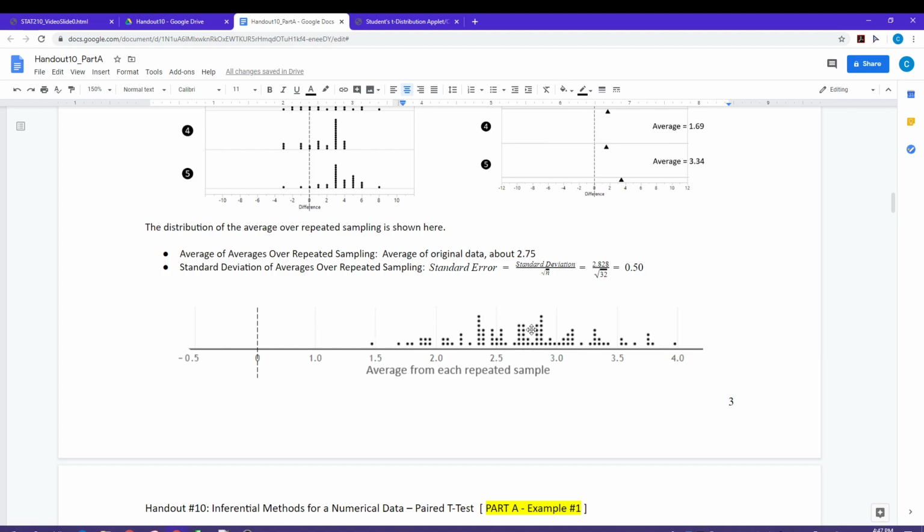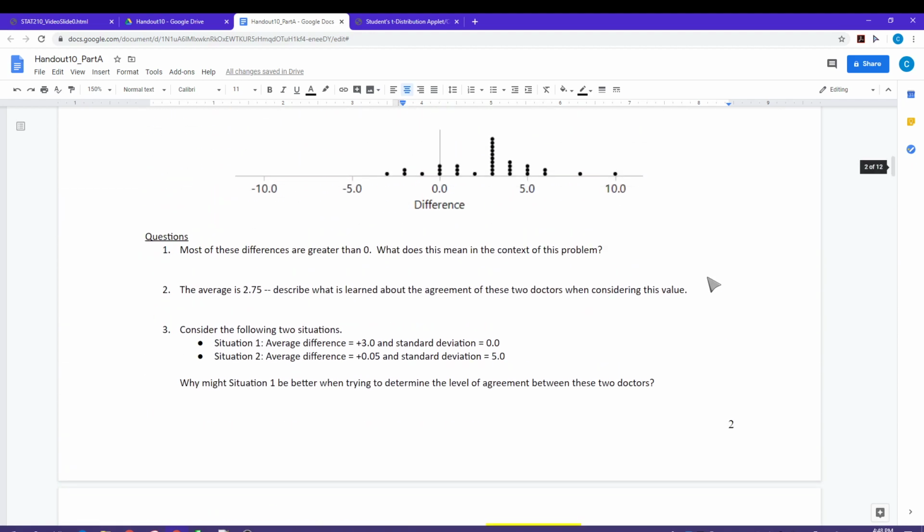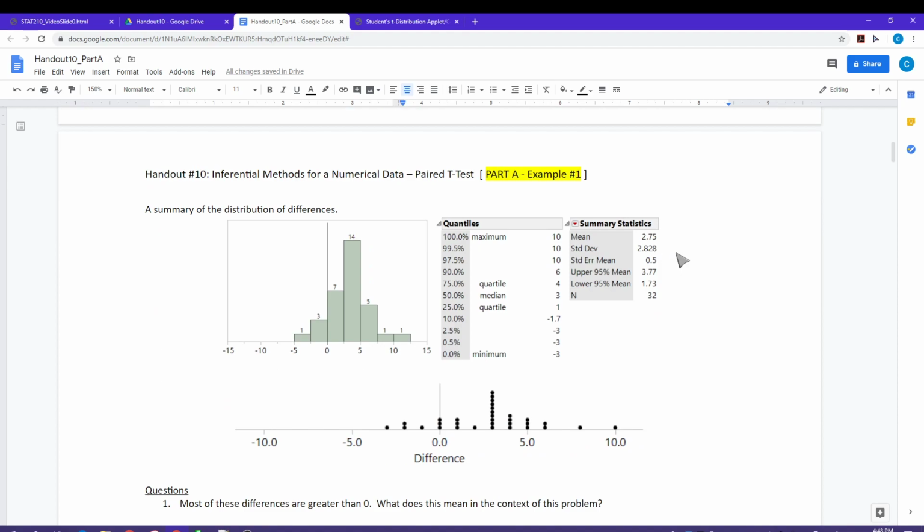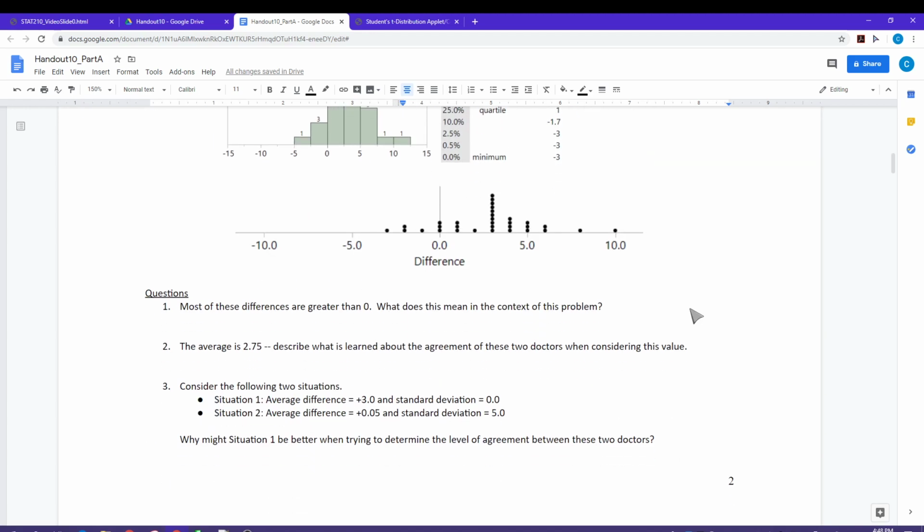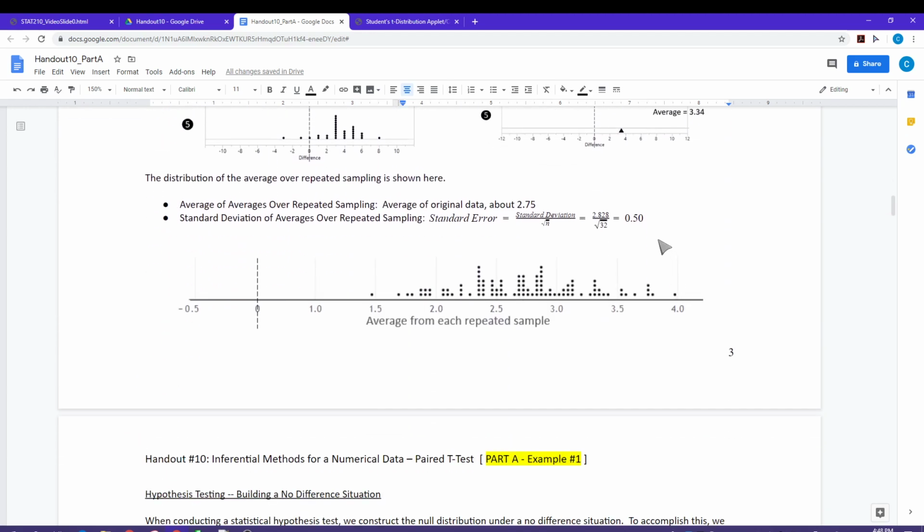The amount of spread that I have in this distribution is actually called the standard error for the mean. How we calculate that is to simply take the standard deviation in the original measurements and divide it by the square root of the sample size. So here that's going to be 32. If we go back up and look at the standard deviation in the original measurements, it's 2.828. Sample size is 32 here. So to compute the standard error for the mean, I would need to take 2.828 and divide it by the square root of 32. When I do that, I get 1/2.